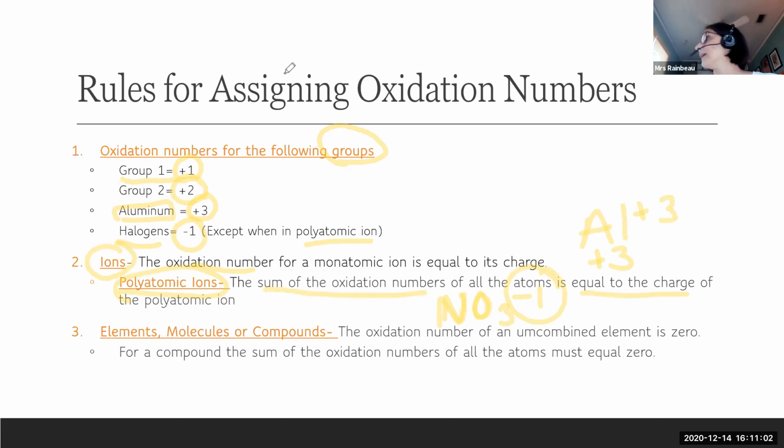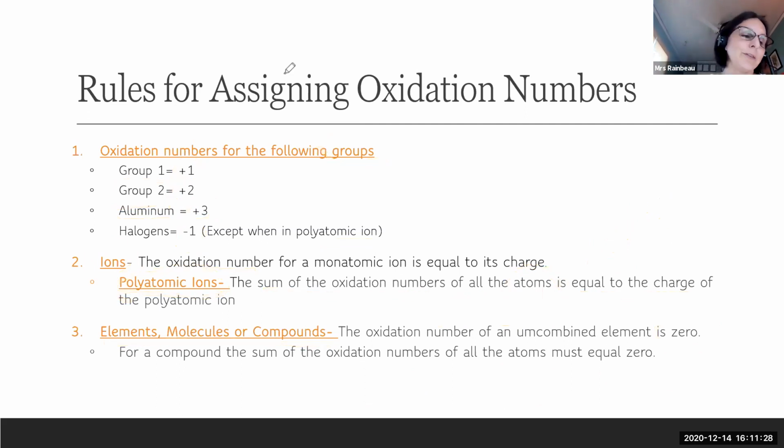Okay. So then the next one is elements, molecules, and compounds. Now these guys have an oxidation number that's basically equal to 0. So this is what we were talking about with the regular students, like sodium and chlorine. Both of these are just molecules. This is an element, this is a molecule. Their oxidation number is 0, okay?